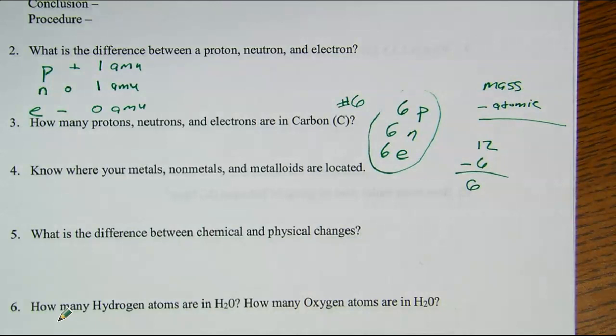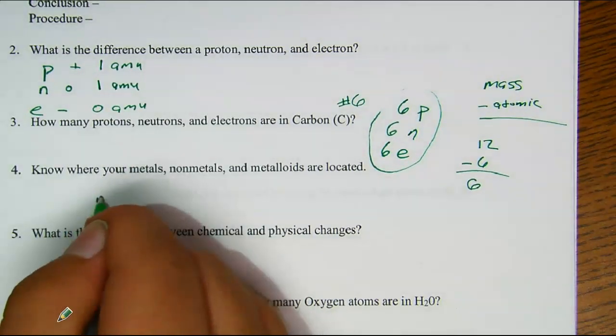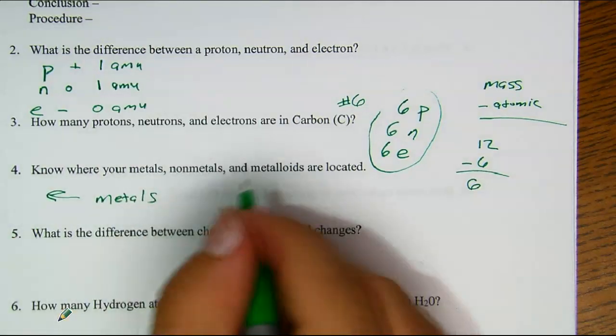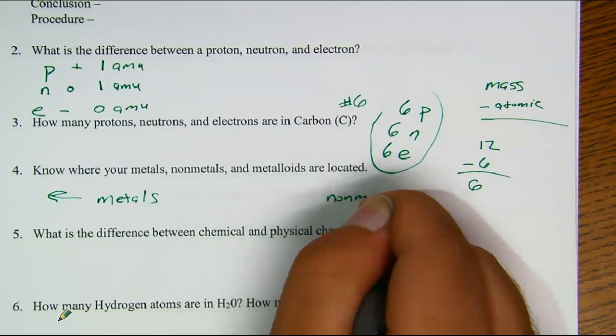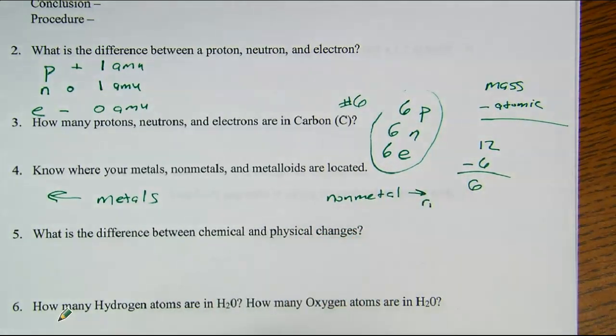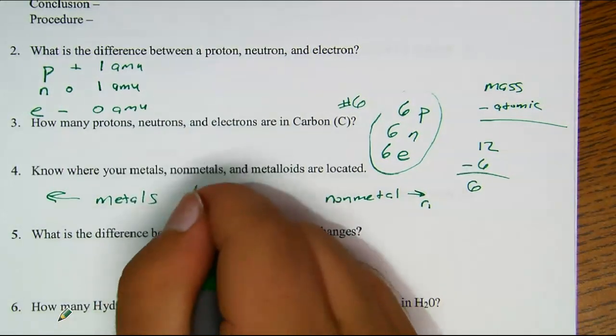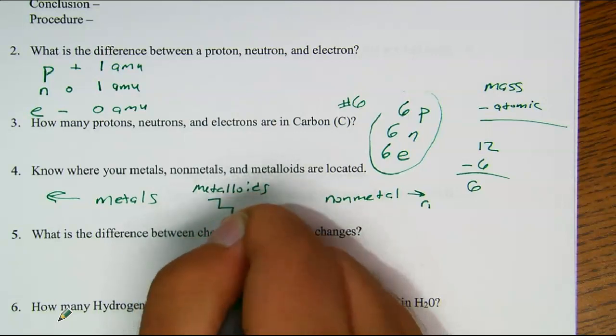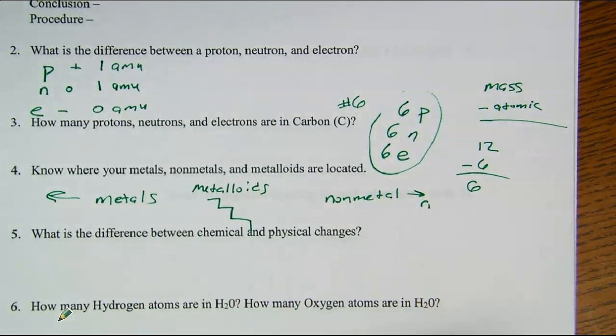Know where your metals, nonmetals, and metalloids are located, all right? Metals are on the left. Nonmetals are on the right. And the metalloids, those are on the stair-step line on the periodic table.